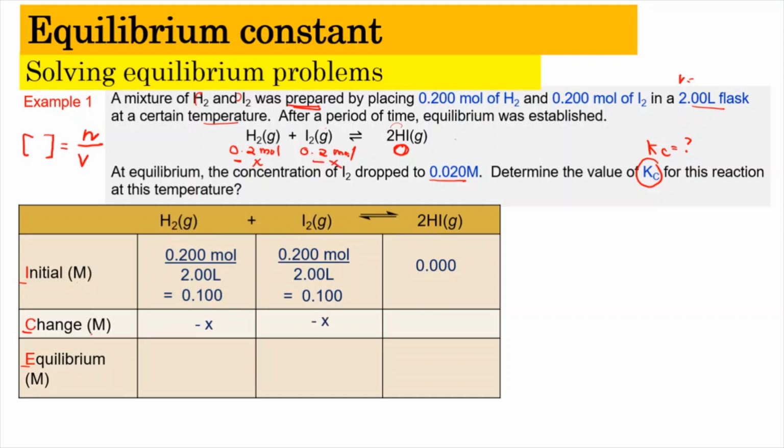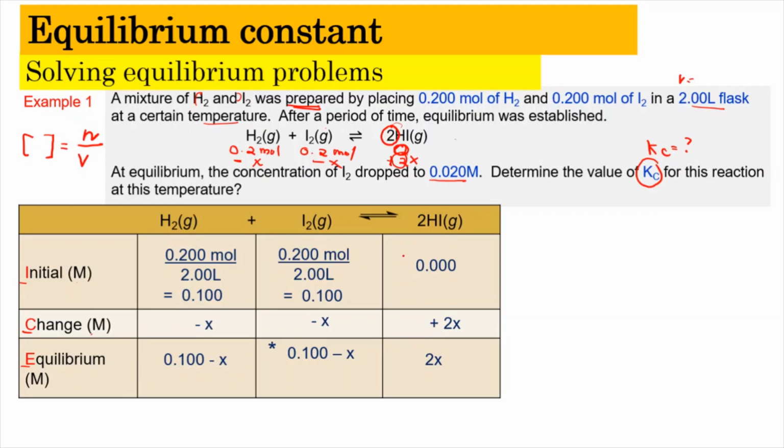Okay. And for the product here, because the reactant has started to convert into the product, it will increase by a certain amount of 2x. Why 2? Because it has a stoichiometry of 2 here. Okay. And at equilibrium, the initial plus the change, you're going to get 0.1 minus x. Similarly for iodine, which is 0.1 minus x. And for the hydrogen iodide, we're going to have 2x.